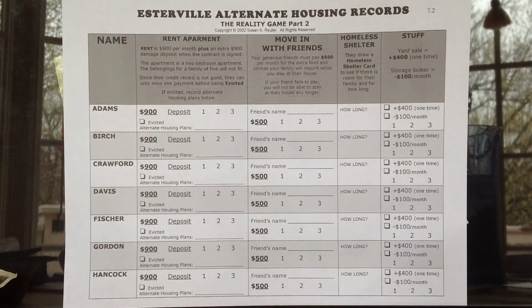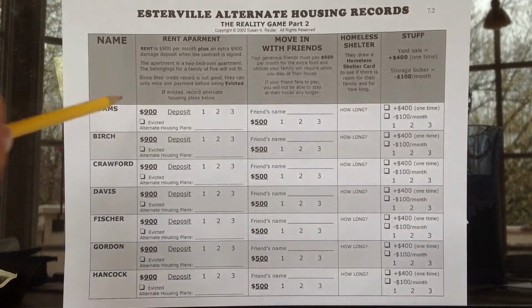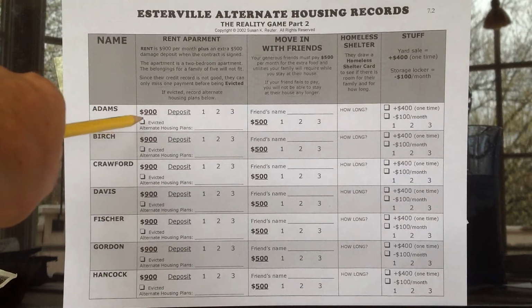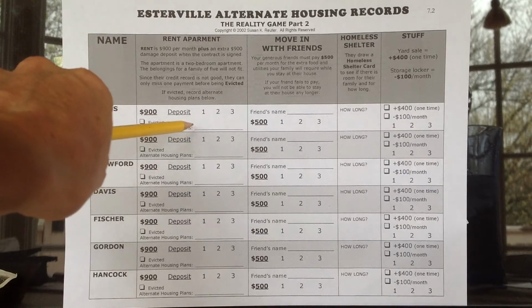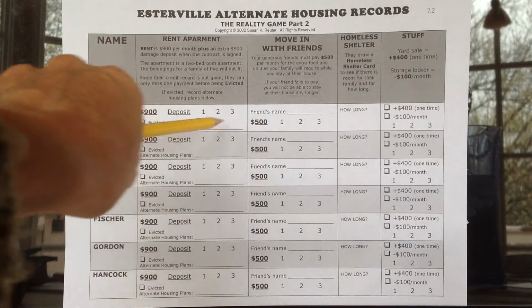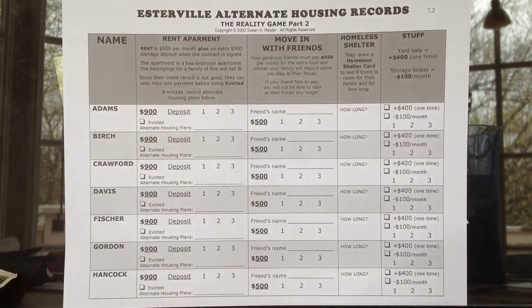Now, if they miss one payment, as I said, they will be evicted and they will have to find alternate housing again. So if they're evicted, you're going to X or check mark the evicted box, and you're going to write whatever alternate housing plans they decide on.